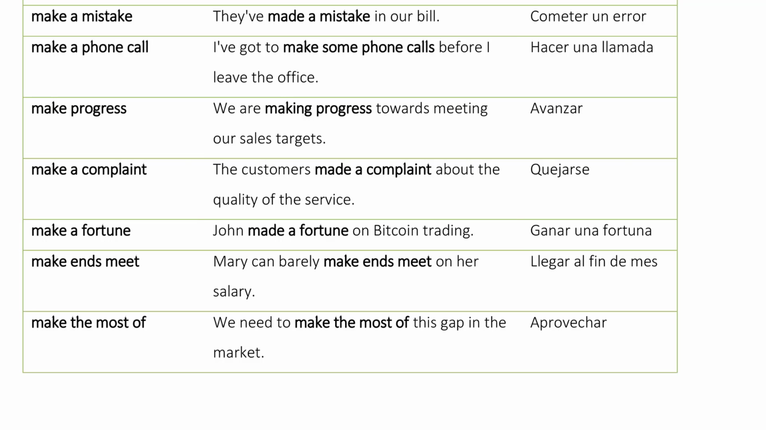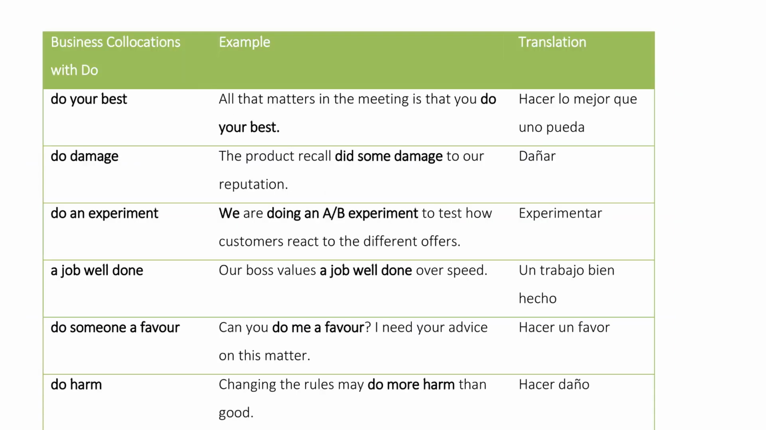Make the most of. Now, this is very common, it's a great expression. We need to make the most of this gap in the market, and that is aprovechar, okay, or tomar provecho. So, very commonly used. And make a point. We can use this expression often in meetings, okay? I would just like to make the point that this has already been agreed. So, decir algo importante. Now, let's look at collocations with do, all right?